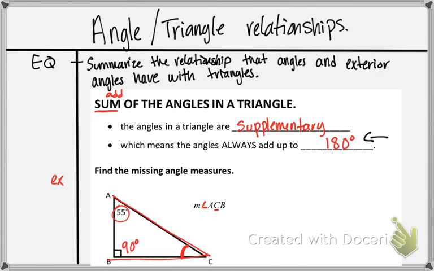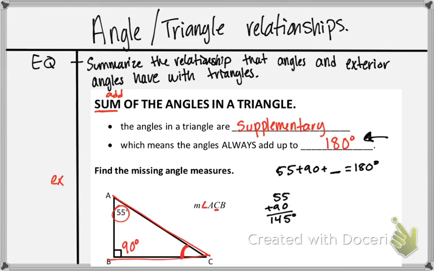So I know that by this definition, all angles inside of a triangle add up to 180. So I know that 55 plus 90 plus a number is going to give me 180 degrees. Okay, so I'm going to go ahead and add up 55 and 90. I get 145.